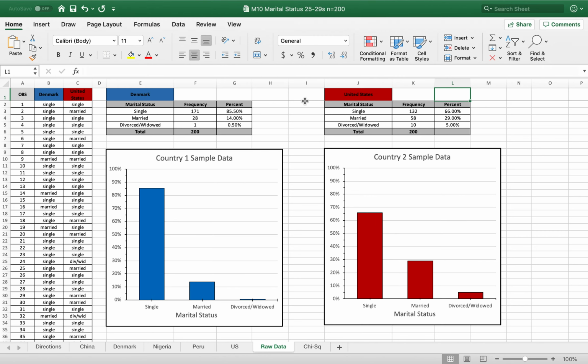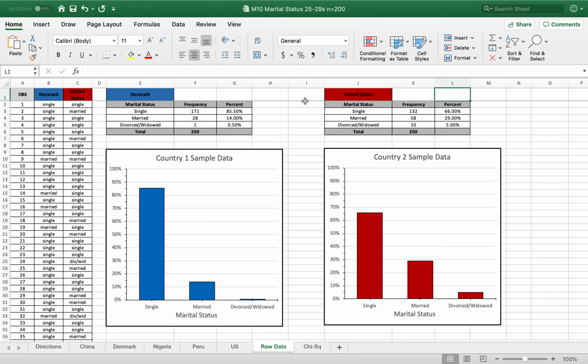Hello, this is my discussion post for Module 10, and I will start off by reading the research question. Do young men living in different countries tend to differ in terms of marital status? For this particular study, we are using a chi-square test of homogeneity.